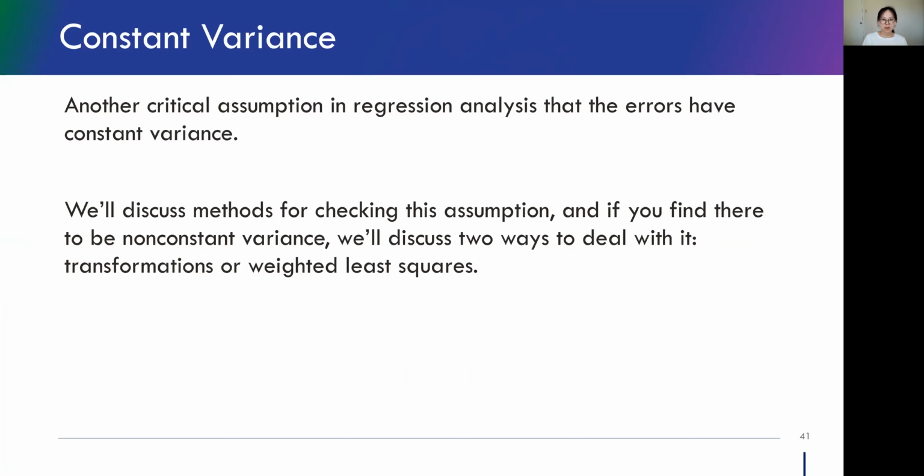Again, we always refer back to the assumptions that we made for the regression: L, I, N, and E represent the four assumptions. E means equal variance, corresponding to constant variance, which is what we are checking here. So we're saying the errors have constant variance. We'll discuss the method for checking this assumption, and if you find non-constant variance, we'll discuss two different ways to deal with it.